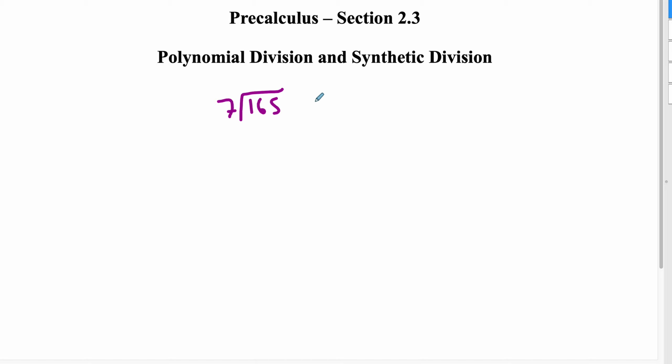And we're going to be generous. We're not going to worry about decimals or anything, so we're going to end up with a remainder. It just doesn't work, okay? So the first thing we do is we take a look. 7 goes into 1? No. 7 does go into 16, though. How many times? Twice without going over.